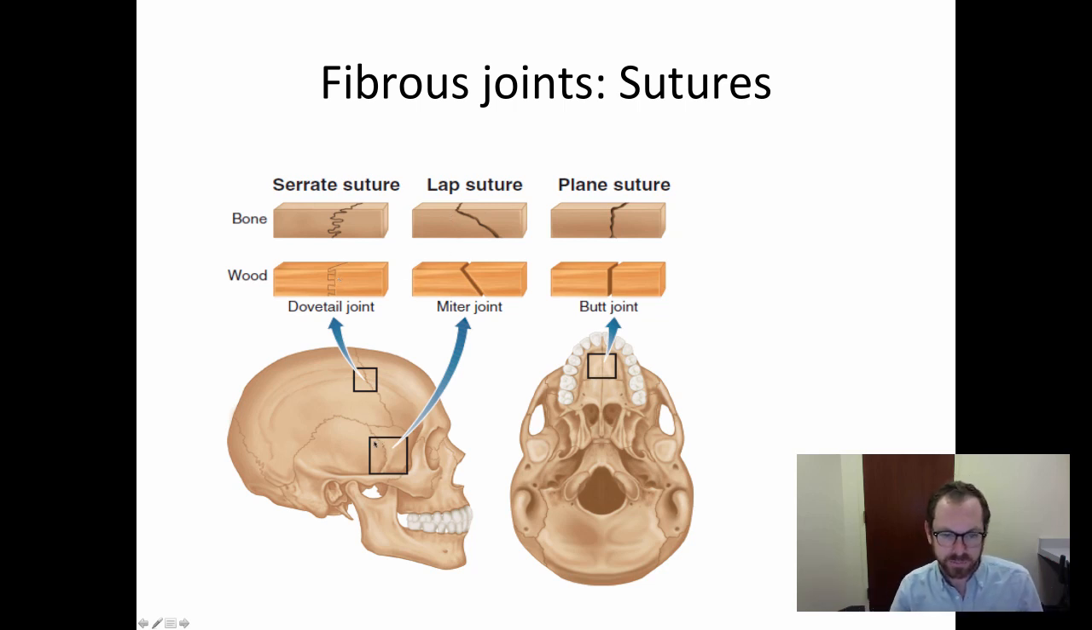A lap suture is going to be found between your temporal and sphenoid bone, and this is when two bones have beveled edges and they actually hold each other in place. And another carpentry example is a miter joint here. And then a plane suture, our final type of suture, is where two bones that are relatively flat come together. And you find this at the hard palate when the two sides of your maxilla bones connect there. And a carpentry example would be a butt joint.